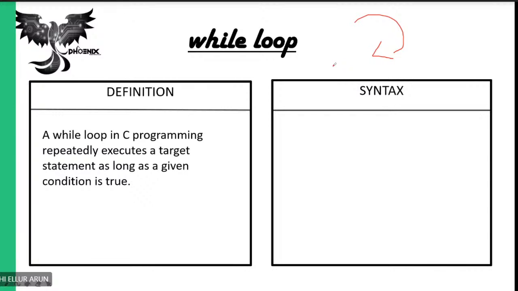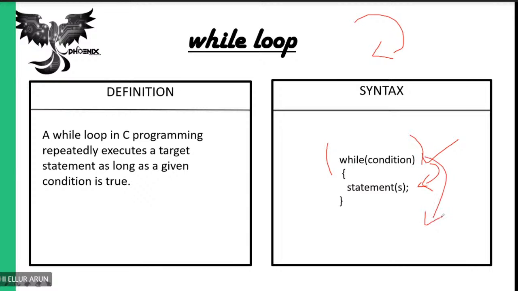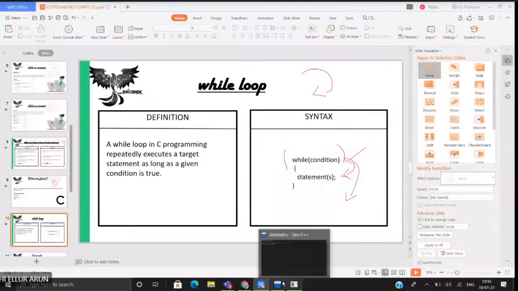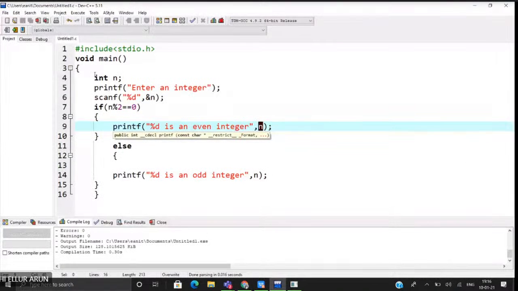I'll be showing you a program also. Before that, I'll just tell the syntax. I'll give my condition here. If this condition is true, it executes my statements block. If this condition is false, then it won't execute. It will terminate. Do you want to see a program on this? A simple one. Does anyone want to see a program on this? Yes, ma'am.